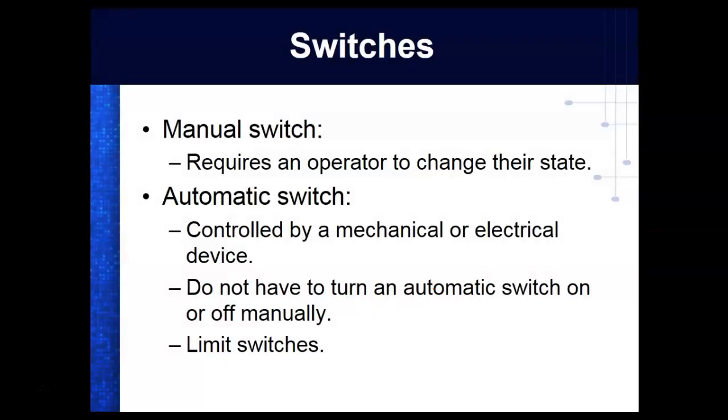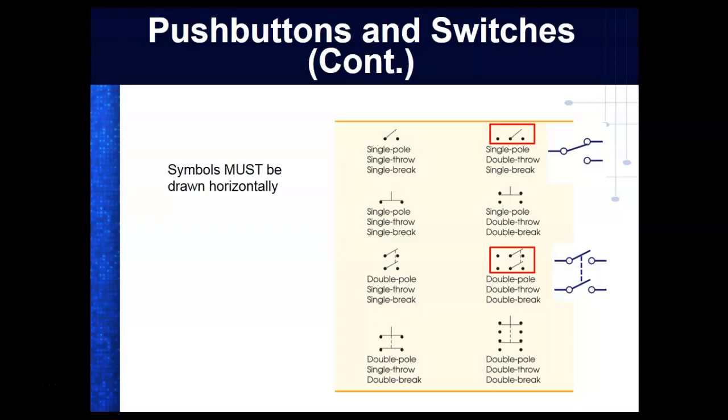A manual switch requires an operator to change its state. Automatic switches are controlled by a mechanical or electrical device. They do not have to be turned on or off manually. Limit switches are one example, but we have all kinds of stuff. So these are some symbols, and they should be on one of your charts that I gave you. I've never seen this symbol right here used for a single pole double throw switch.